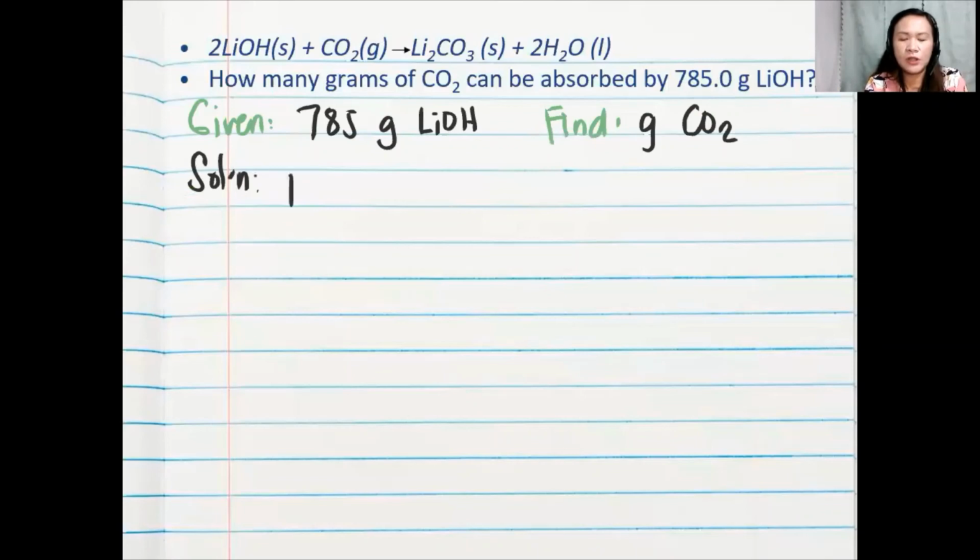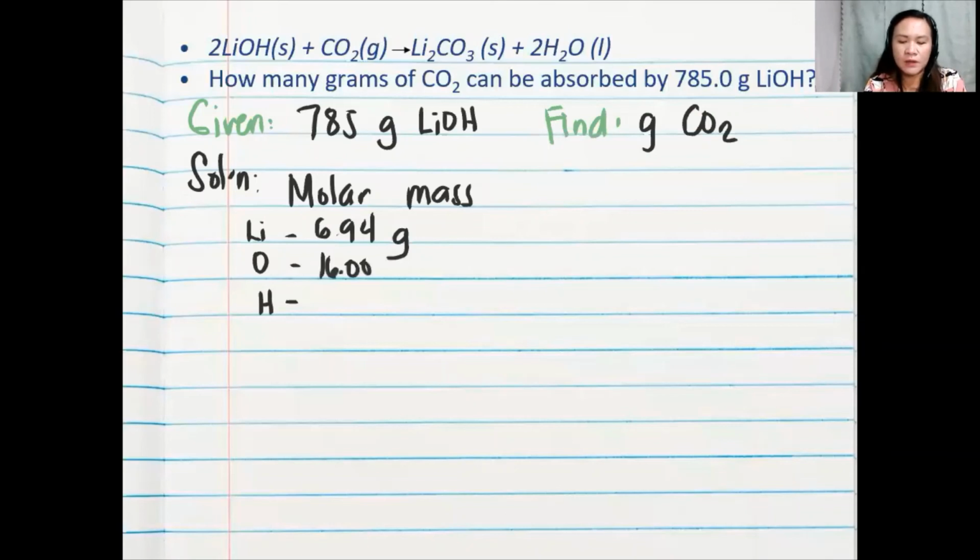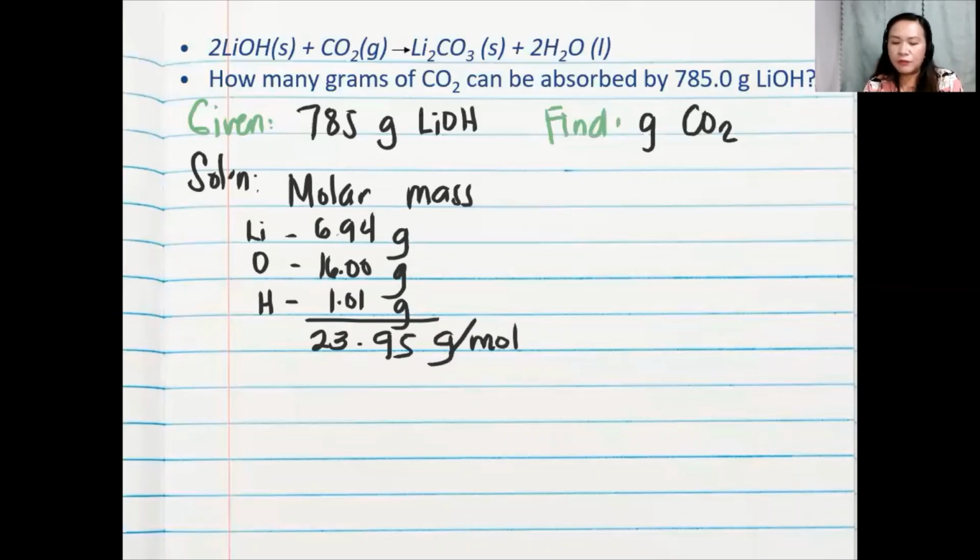As I've mentioned earlier, the first thing that we need to do is to get their molar masses. So we have LiOH. For Li, O, and H, they're just one atom per element. So we just put 6.94 grams plus 16 grams plus 1.01 grams. And so our answer here is 23.95 grams per mole.